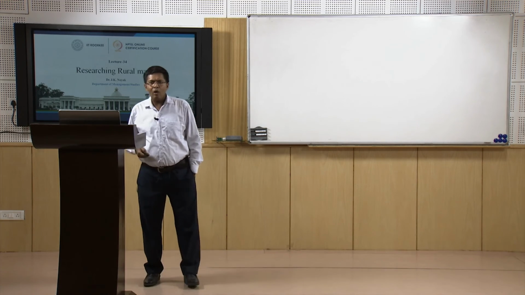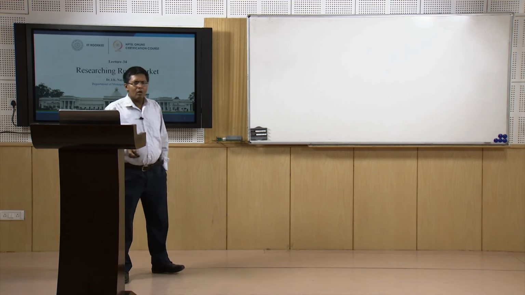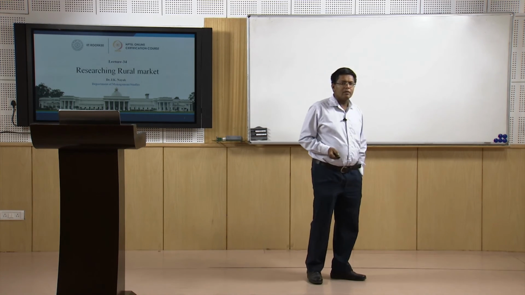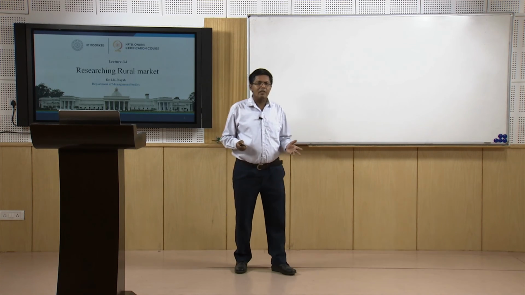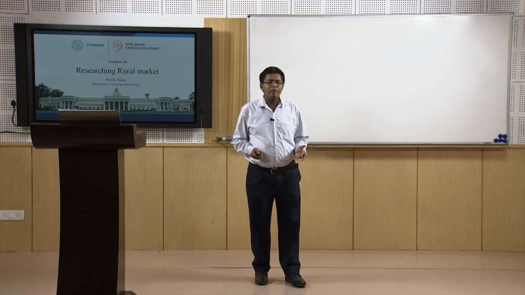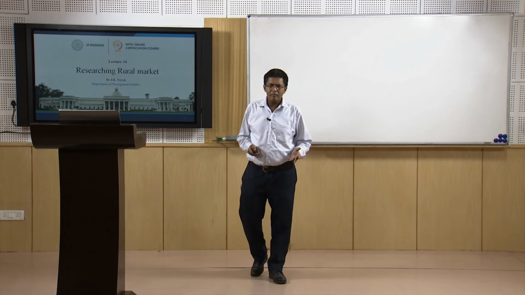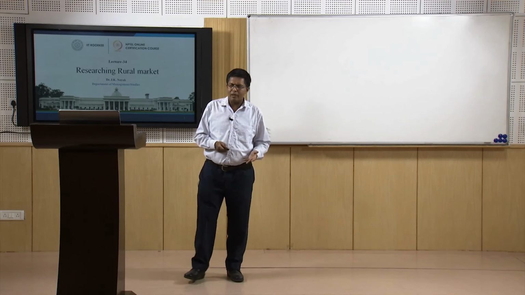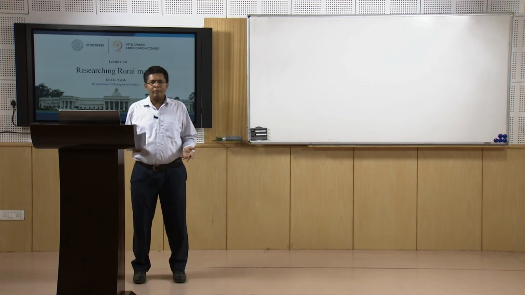So one has to understand how we want to conduct the rural research. What are the right locations for conducting rural research? The best places are the shops and the places where people come for a discussion, for relaxation. If you get hold of people and discuss with them there, they are more free and open to your ideas. Tea stalls, playgrounds, chopal, where the major discussions happen, and even the haat. These are some of the places where rural research can be conducted.